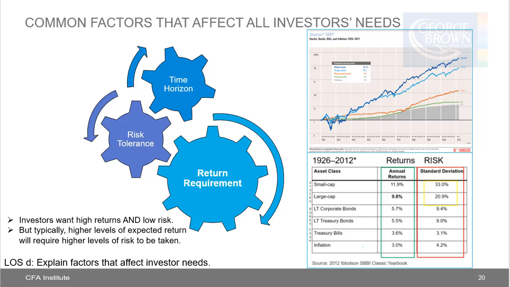And that's what we've seen. This is why I cut and pasted some of the charts that we've looked at in previous chapters, where we looked at the SBBI Ibbotson yearbook, and we looked at the returns for small cap stocks, large cap stocks, long-term corporate bonds, treasury bonds, T-bills, and inflation. And we looked at not only the returns, but also the risks, okay? So typically, higher levels of expected return require high levels of risk.